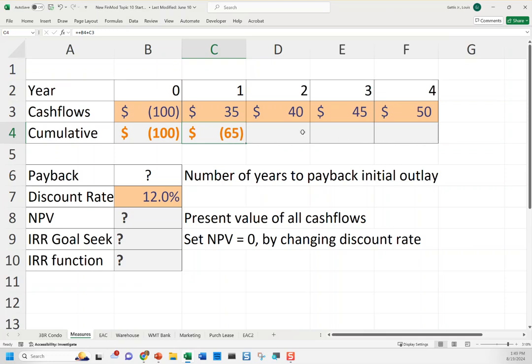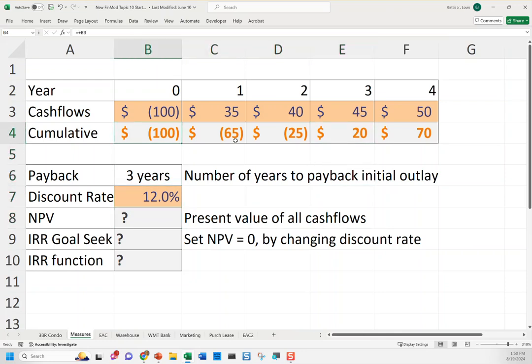Copy that across. And what you see is what is the first year in which that number turns positive. And you can see it turns positive in year 3. So you say the payback period is 3 years. No easy way to automate that. Just see when the cumulative cash flows turn positive.